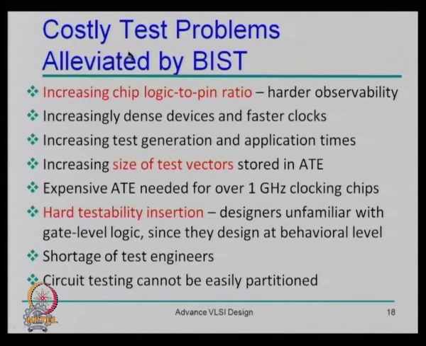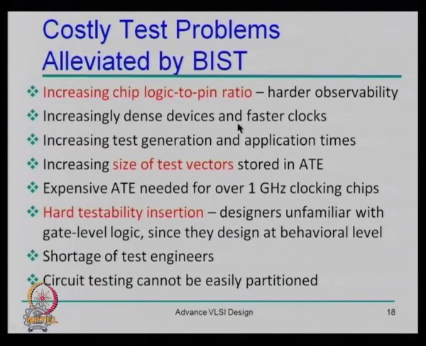It also alleviates some of the test problems which are coming from the expensive tester. Some of the problems are, in today's designs, the logic to pin ratio is very large. That means you have large logic and only a few pins. The pins are not increasing as per Moore's law, but logic is doubling almost every 18 months. So now it is very hard to observe some internal points. So observability is very, very difficult.